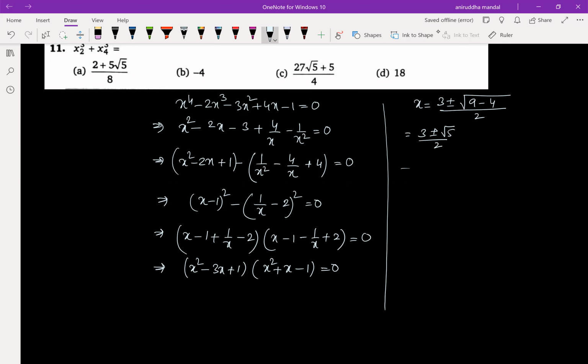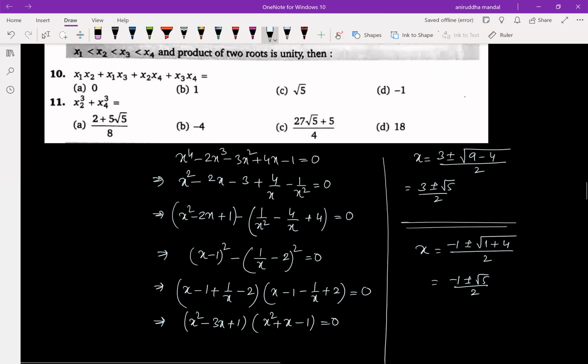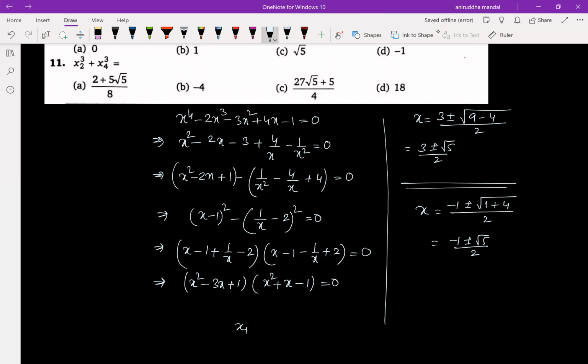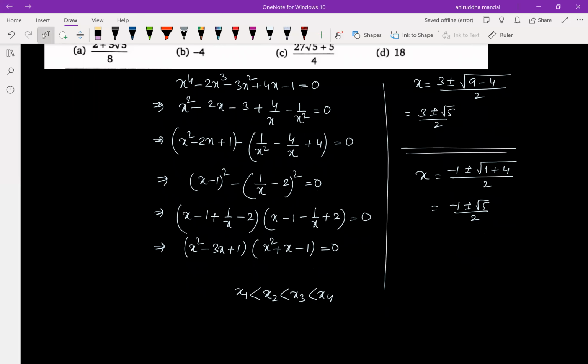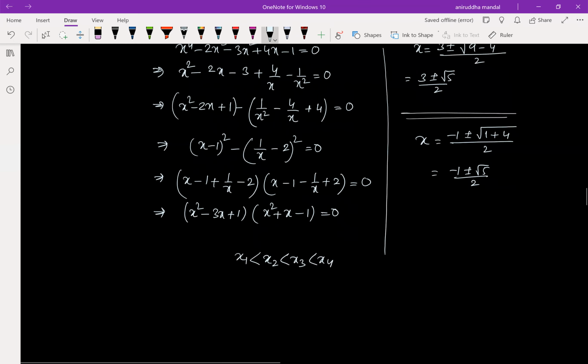And for the second equation, x is minus 1 plus or minus root b square minus 4ac by 2a, so minus 1 plus or minus root 5 by 2. Which means we have to check what are x1, x2, x3 and x4. x1, x2, x3 and x4 are in increasing order, so x4 is the maximum value. Let me write the two equations.